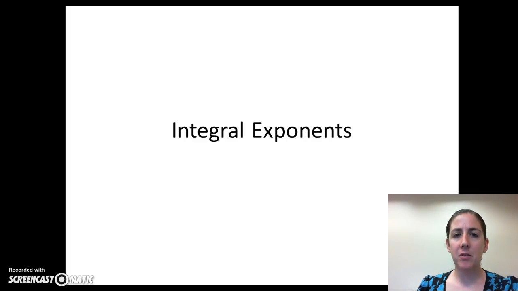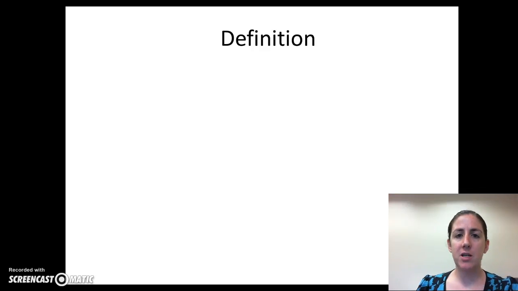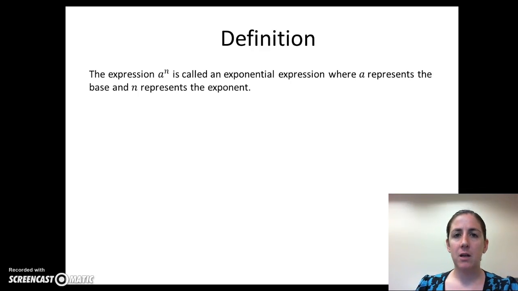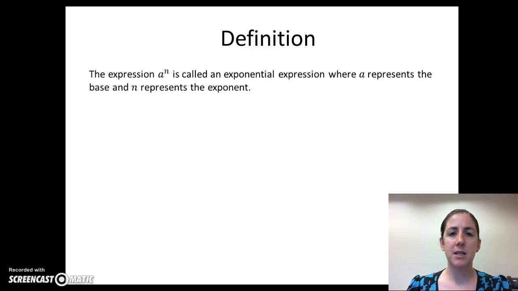Today we're going to talk about integral exponents. So we'll start with our definition. What is an integral exponent? Well, that looks like the expression a raised to the n power. a represents the base and n represents the exponent.